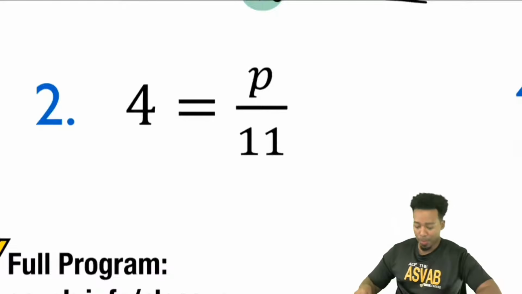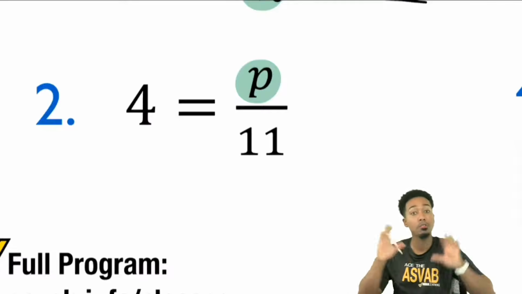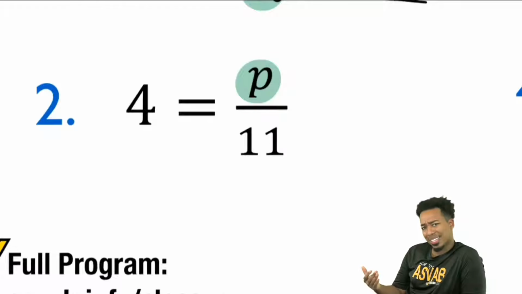Okay, we're looking for p. Okay, sounds good. So there it is right there. We're looking to get the variable p by itself. Now, my follow-up question for you, my party people, is this. Is p already by itself, or is there something going on that we got to get rid of?